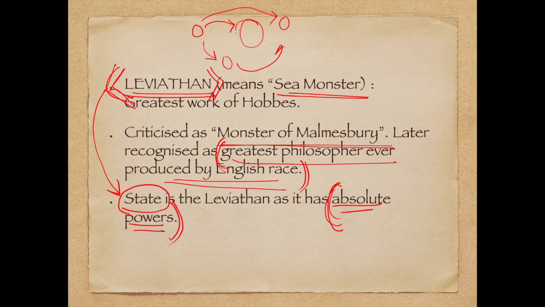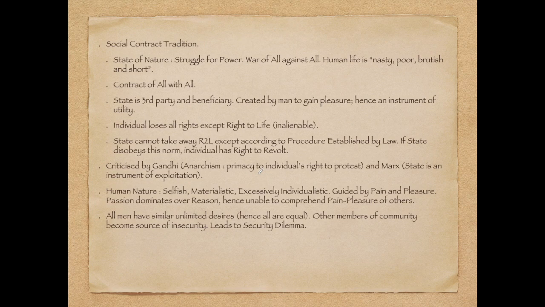So today we read about him, we read his books, we read about him in class 6, class 7 standard books. Okay, so similarly with Hobbes, initially he was vehemently criticized. Later on, his contributions were properly recognized. Then we come to the social contract tradition.